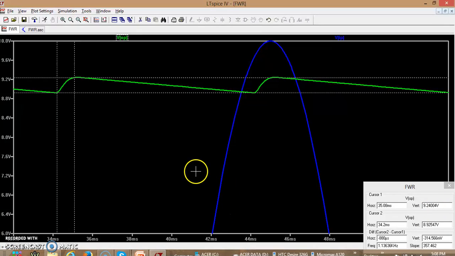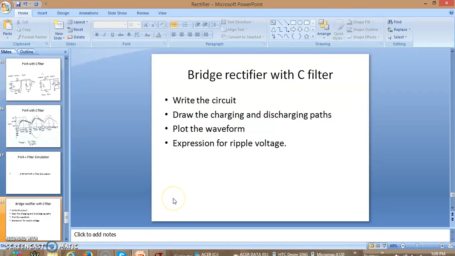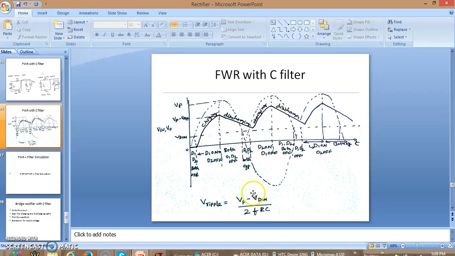9.24 divided by 2FRC. So 9.24 happens to be Vp minus Vd on, divided by 2 into frequency, which is 50 hertz, multiplied by the value of R and C. So that should result in 314. I request all of you to verify this 314 should be equal to this expression, whatever you have here. So it should be equal to Vp minus Vd on by 2FRC. 2 is a constant, F is the frequency, R is the resistance, C is the capacitance value, Vp minus Vd on is the peak voltage of the output, which is represented over here.